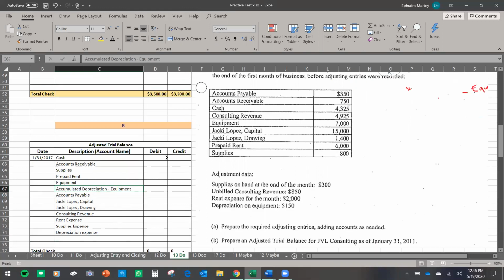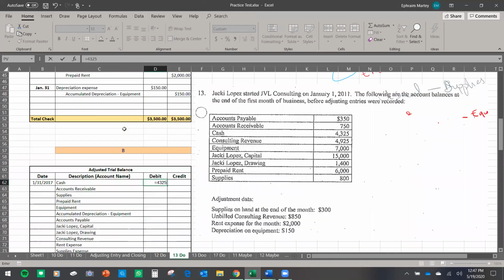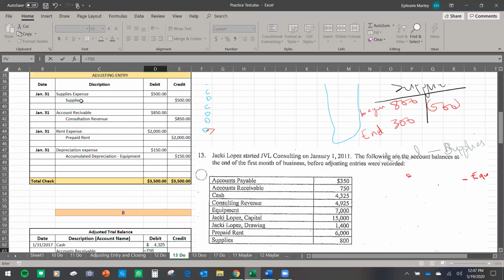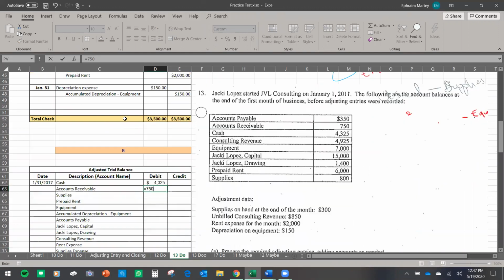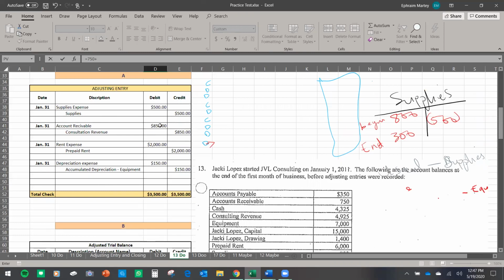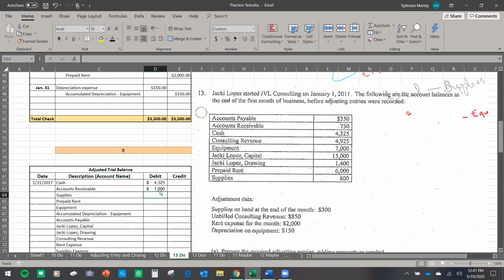So what happened with cash? We begin. Cash was 4,325. Did we make any adjustment here with cash? No, we didn't make any adjustment. So cash is going to stay the same. And we have account receivable. We started with 750. Let's look at whether we made any adjustment with account receivable. We made that adjustment, and that is an increase. So we're going to add the increase in account receivable. That is the adjusted one.